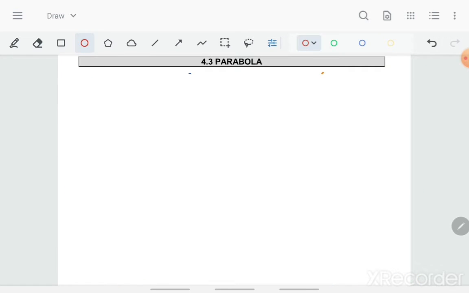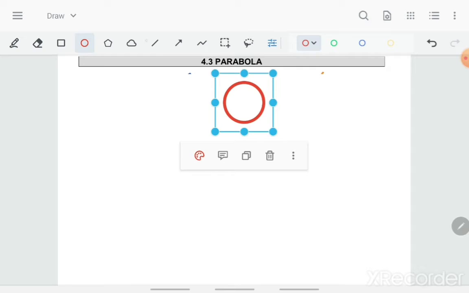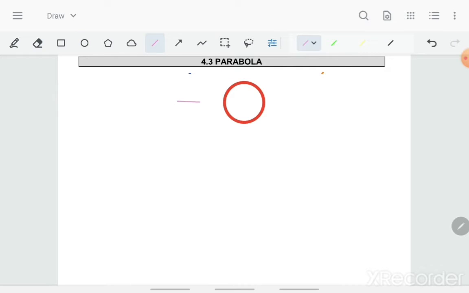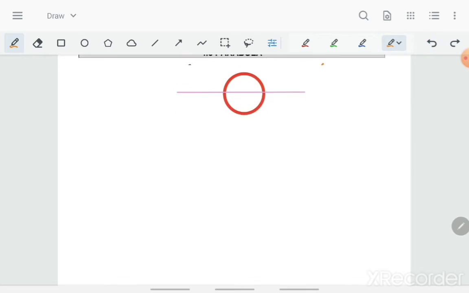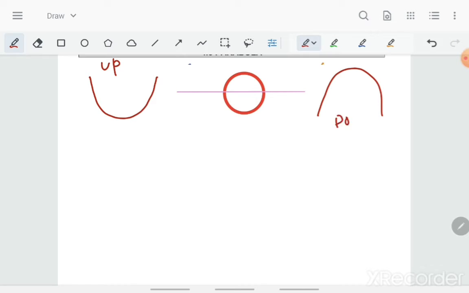When we discuss the parabola, I draw the cone in 2 dimensions. Next, I would like to cut it horizontally. When I cut it horizontally, two graphs will appear. What is concave up or concave down? So we have concave up or concave down, this is up and this is down.